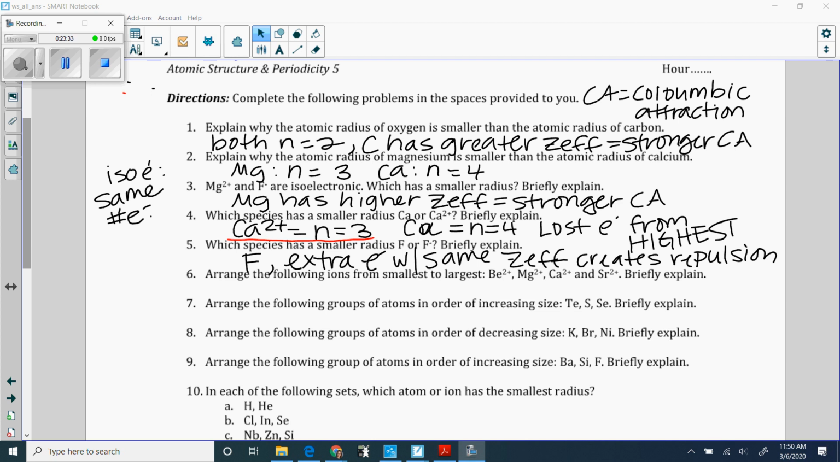Is it the same thing for 5 and 4? If it was Ca 1 plus, these are losing their state. If one's losing, then it's just going to get a little smaller. The reason why they lose 2 is because these are the valence. There's a reason why these lose 1, because those are the valence. They're very easy.